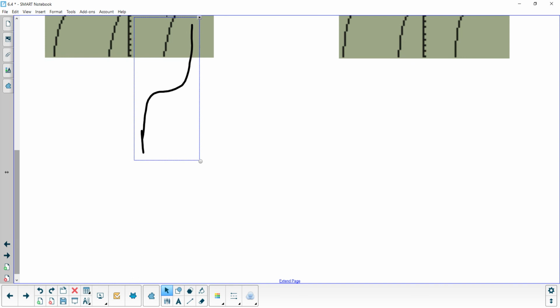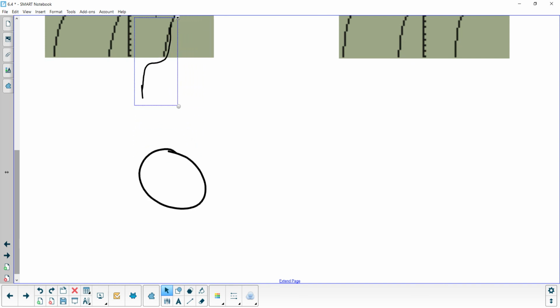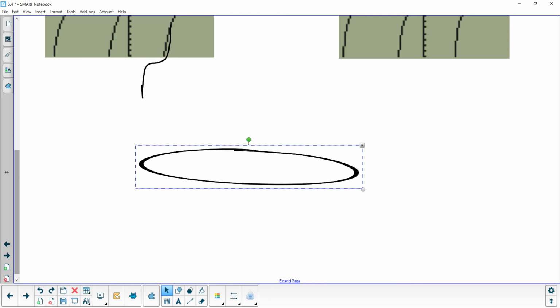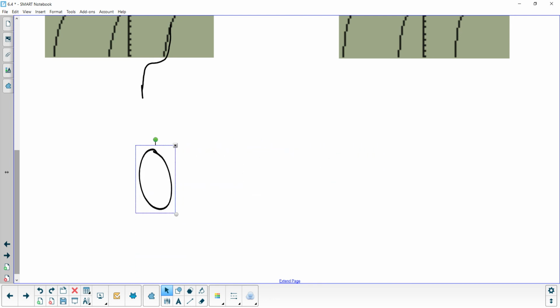Usually I can stretch on either axis independently. If I make a circle, I can stretch it either way. That's all I wanted to do.